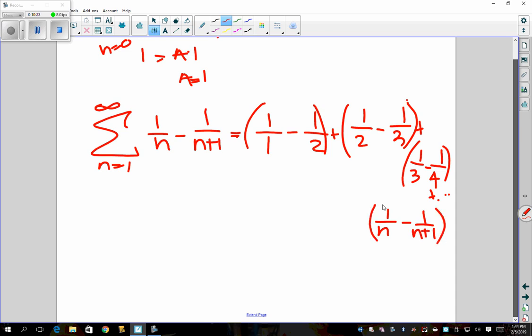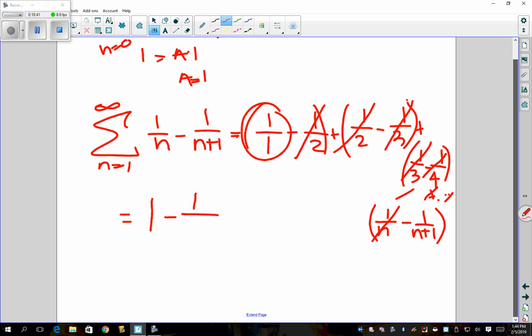So we start to notice that negative 1/2 and 1/2 cancel out, negative 1/3 and 1/3 cancel out, negative 1/4 and 1/4 will cancel out, and we're going to keep canceling out. The only two terms that will be left are 1 at the very beginning minus 1 over n plus 1 at the very end. So again, with this telescoping series, everything is coming in on itself except for the two endpoints.